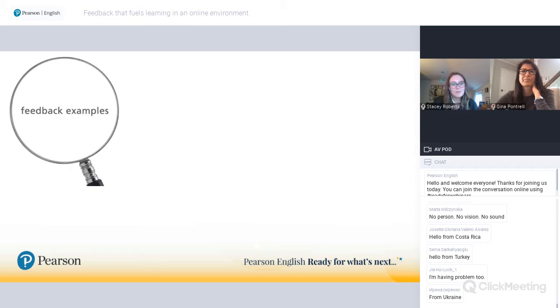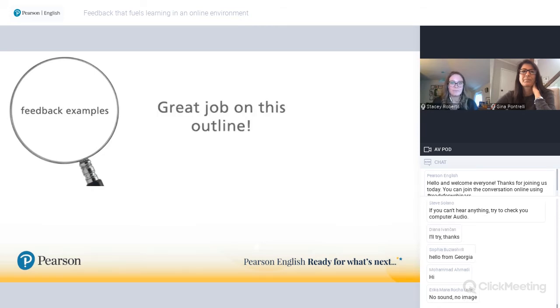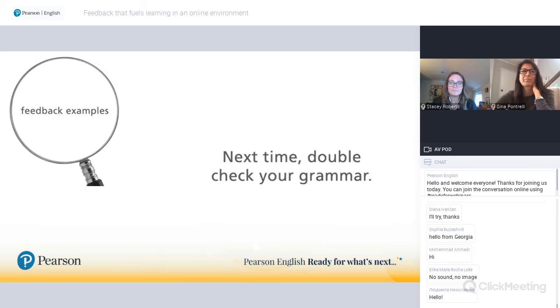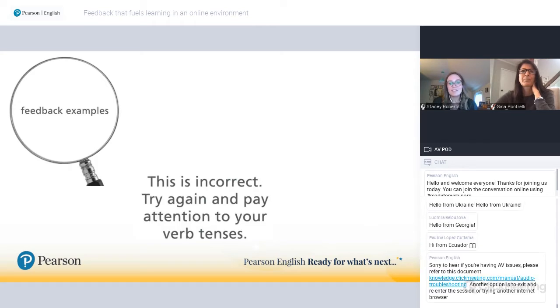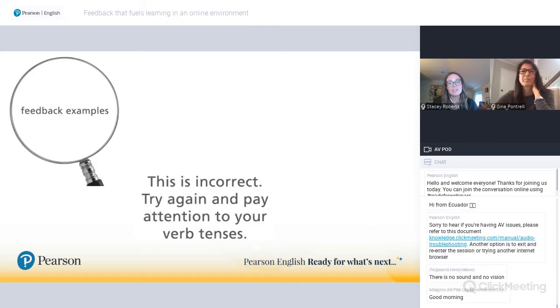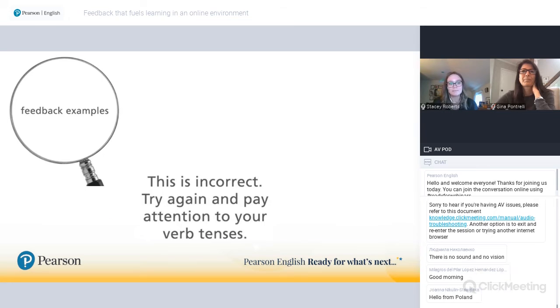So let's quickly take a look at some feedback examples that you may have either received, heard, or even given in the past. What are your reactions to these examples? Great job on this outline. Next time, double check your grammar. This is incorrect. Try again and pay attention to your verb tenses.